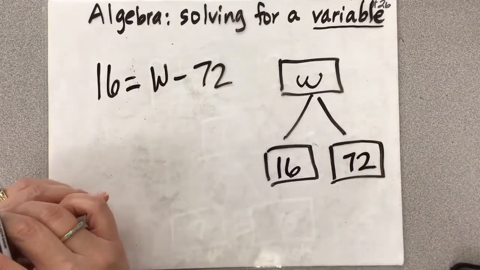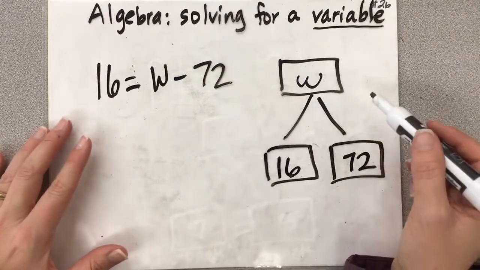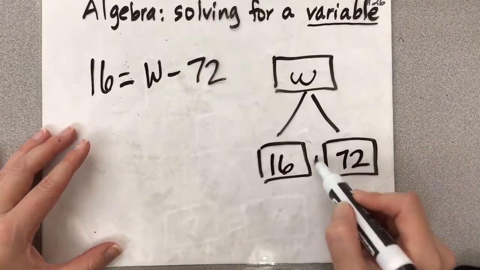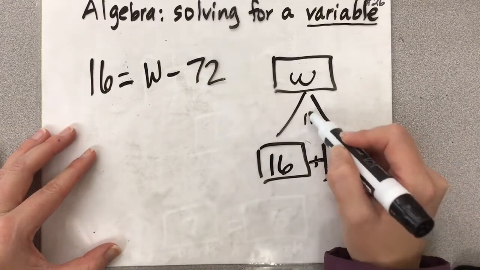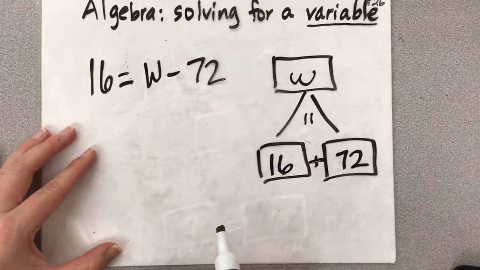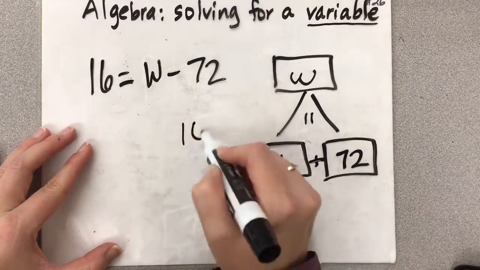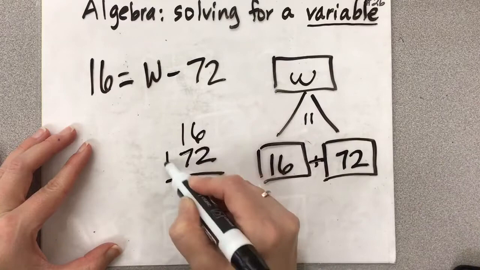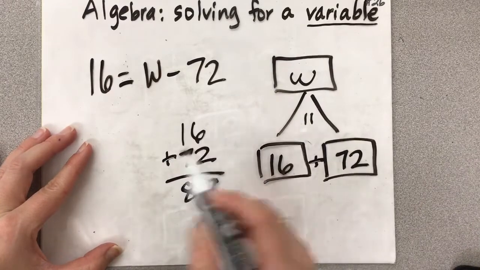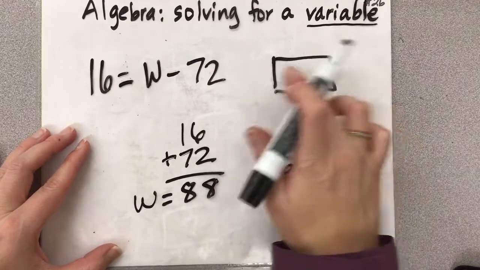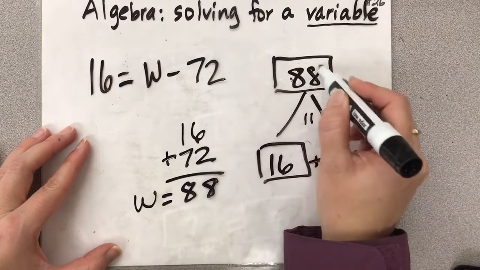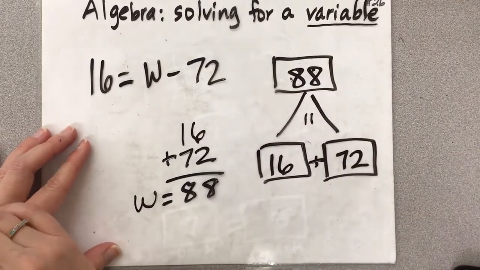So instead of using subtraction to solve this, if I know the parts, I'm going to actually add the parts together to get W as my final total. So let's go ahead and add 16 and 72. And I end up with W equals 88. So my W is my total, and 88 is the largest amount I will end up with.